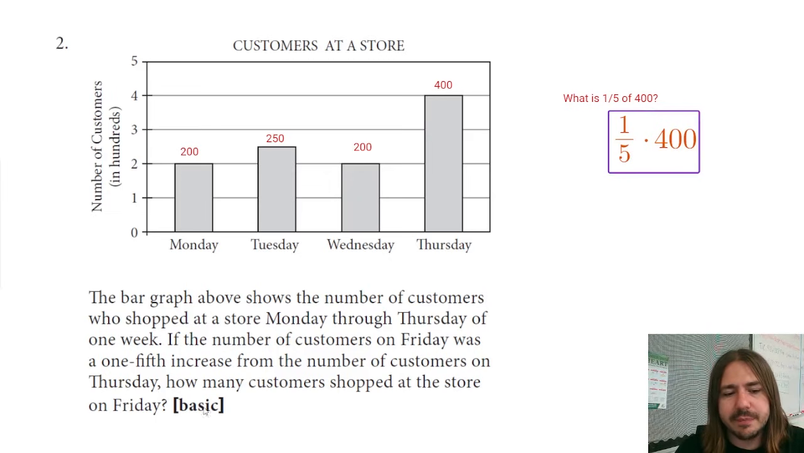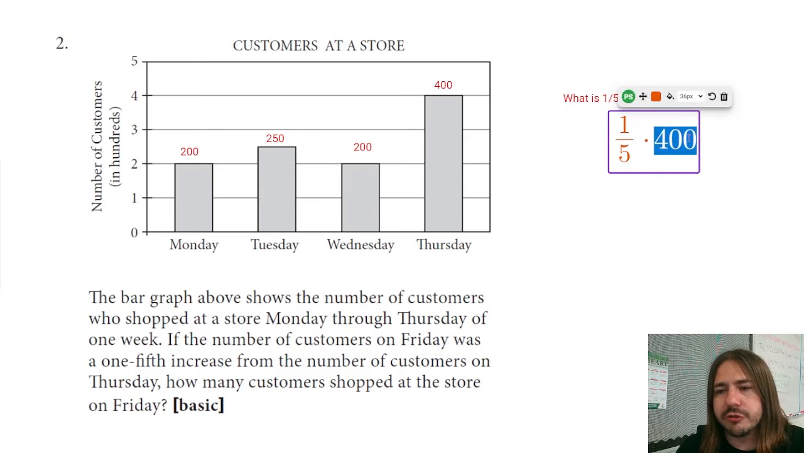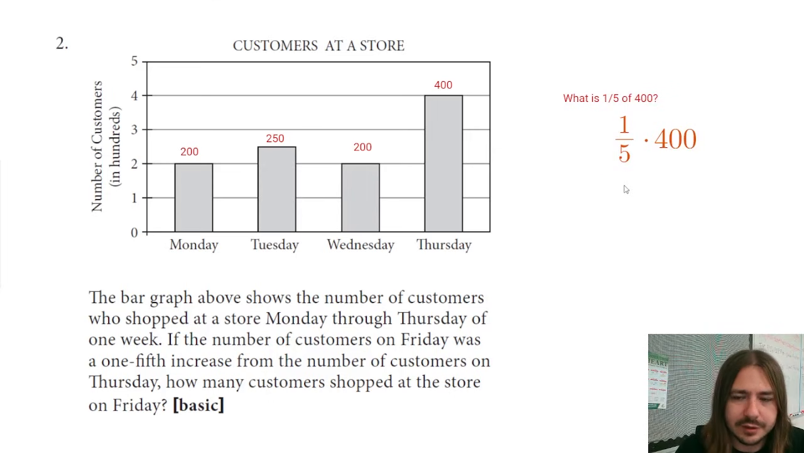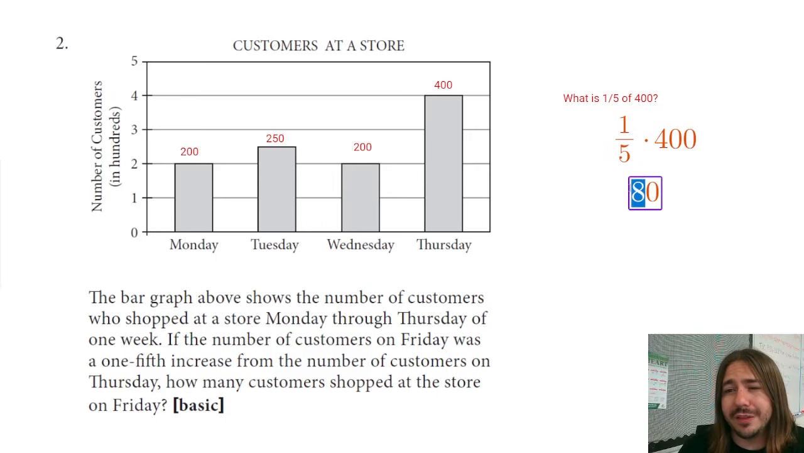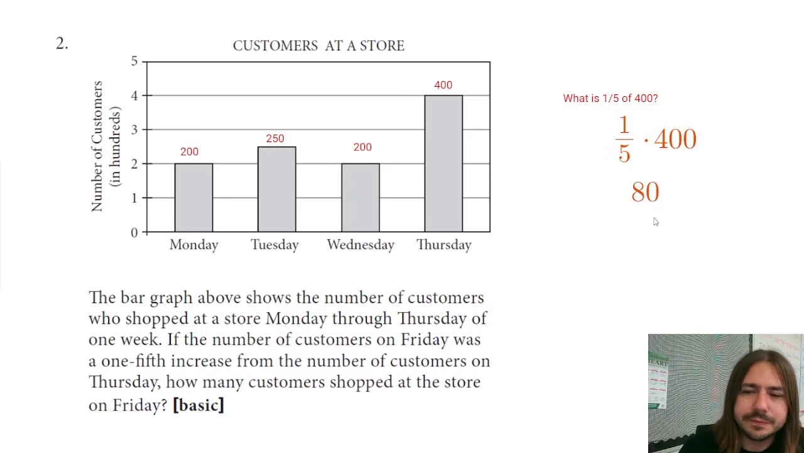Now this does say basic right here, so you will be allowed to use a 4-function calculator. So you should be able to do this. 1/5 times 400 would be the same thing as 400 divided by 5. Okay? And so we're going to get 80. So 80 is 1/5 of 400. If I multiply this by 5, I should get 400.